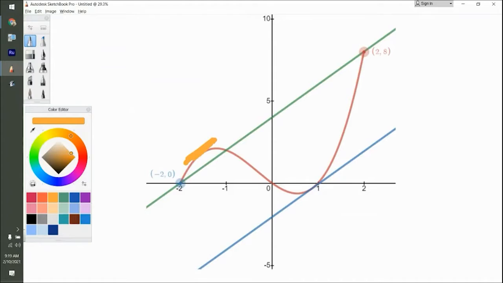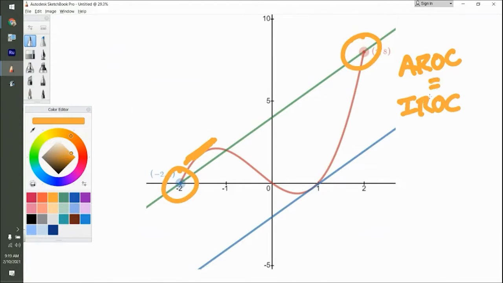It's called mean value theorem because the average rate of change between here and here, there is a point where it's equal to the instantaneous rate of change. So the average rate of change from the beginning to the end, there are certain points where it has the same instantaneous rate of change. That's a huge concept.